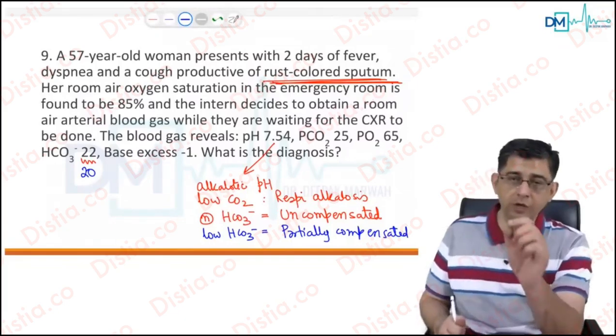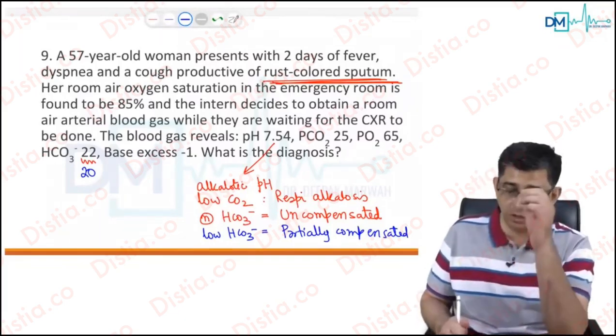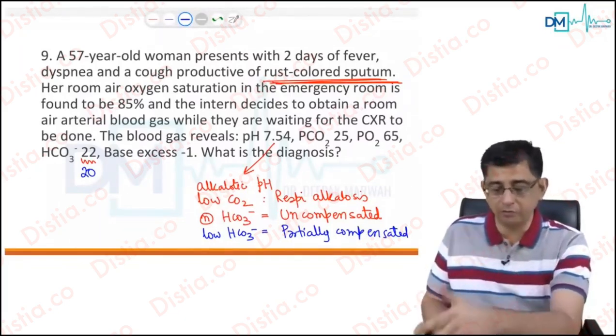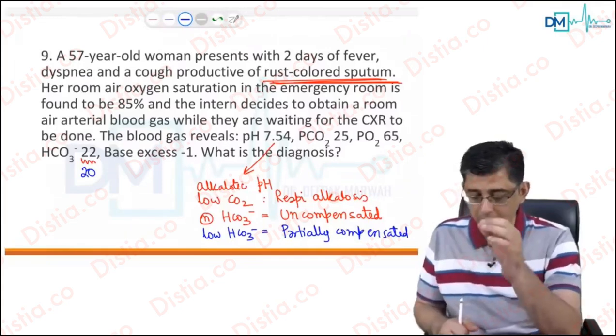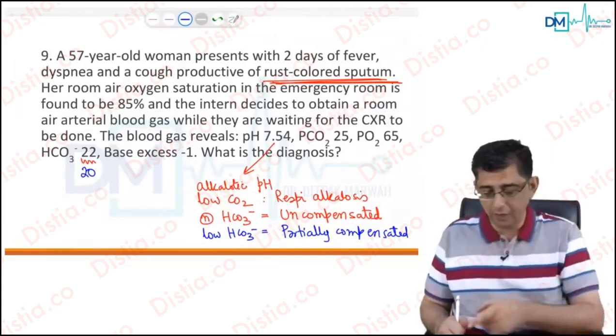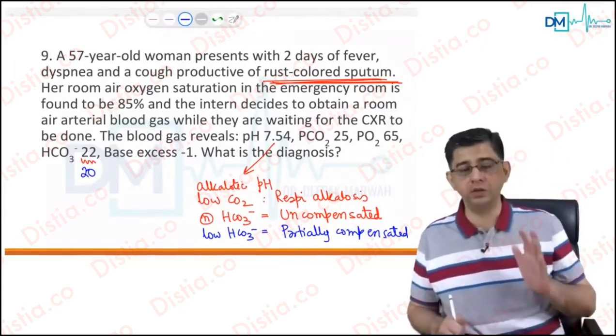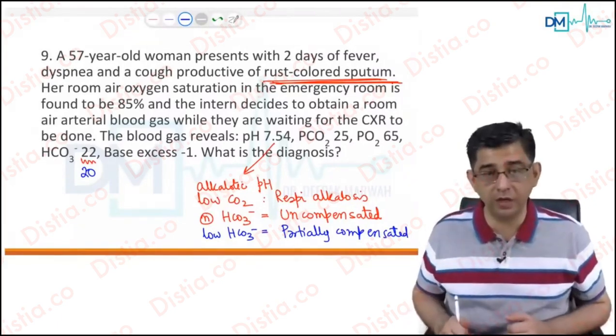You see, most of you are hell-bent on doing mathematics in this question. I'm saying if you just use common sense, half the job will anyway be done in the questions. This is partially compensated respiratory acidosis if the value of bicarb is low. Otherwise, in the standard way the question is given, it is the uncompensated variety.